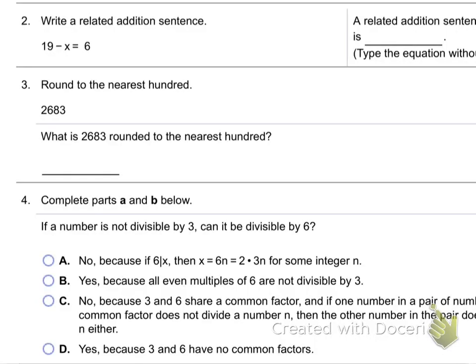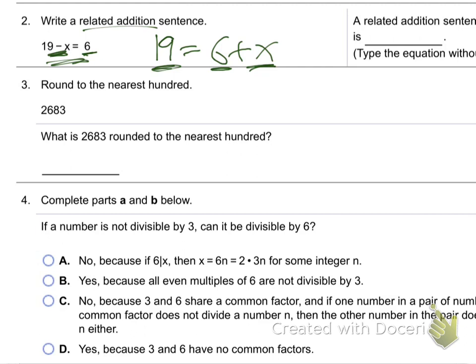Problem number 2. So 19 minus x equals 6, write that as a related addition sentence. How can you say that same truth with adding? You can say 19 is 6 plus x, right? That's saying the same thing. If the difference between 19 and x is 6, then take that 6, add that difference, and you'll equal 19. That's saying the same truth.